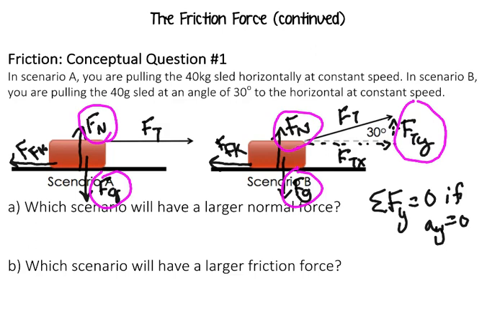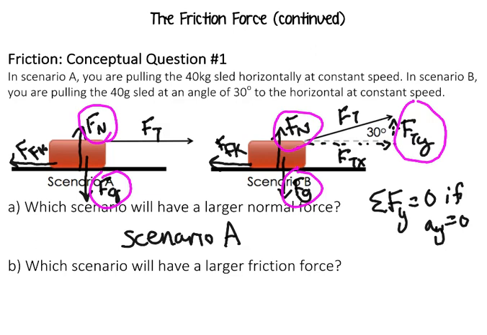So which scenario has the larger normal force? Well, that would be scenario A. And that's because in scenario A, the normal force has to do all that work of balancing gravity all by itself. It doesn't get any help from the tension force. All right, so then which one would have the larger friction force?